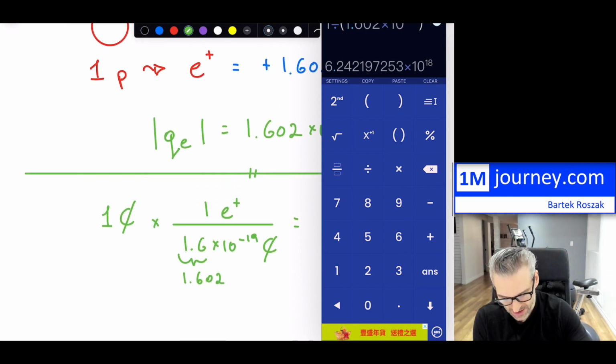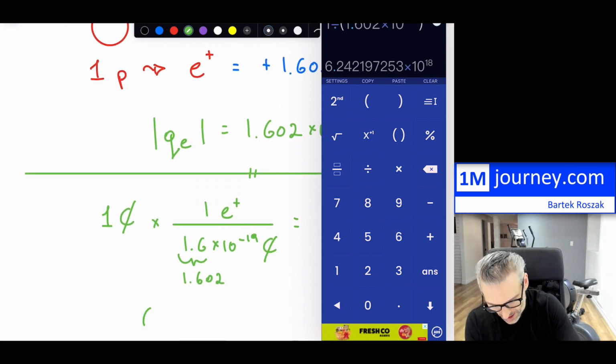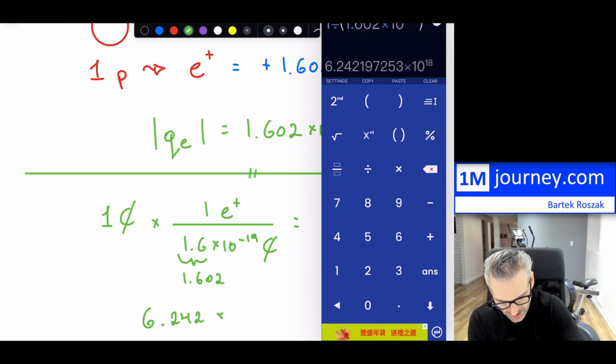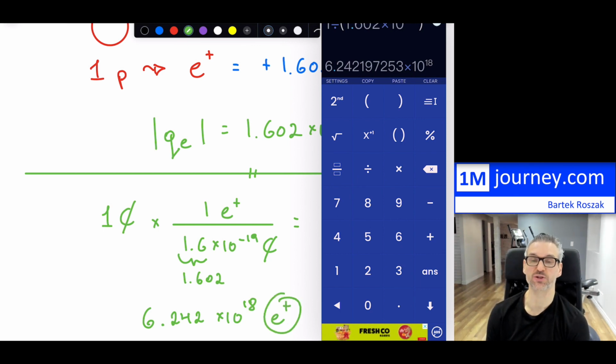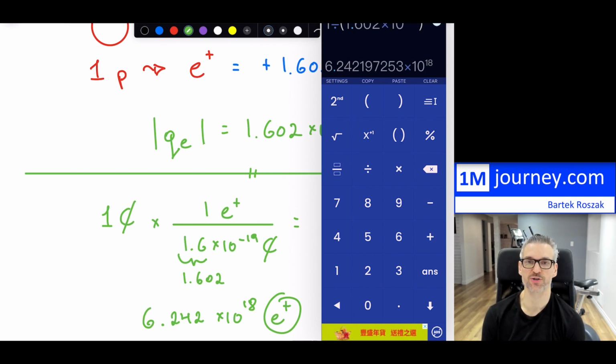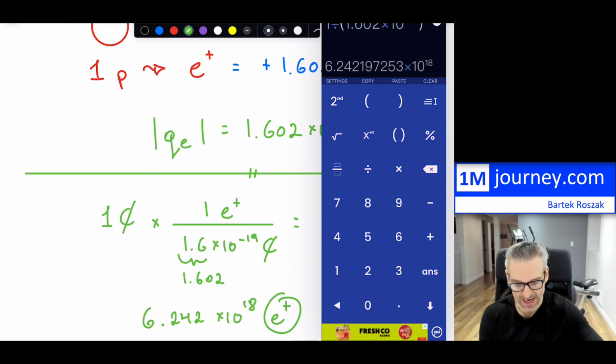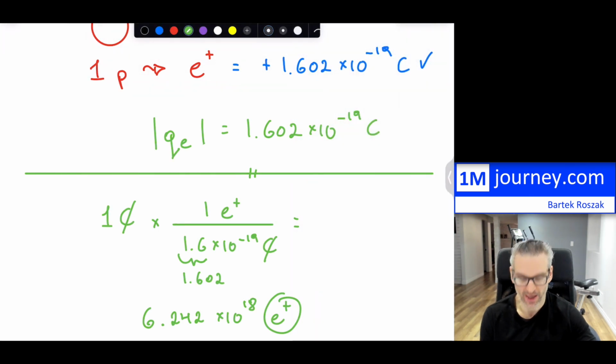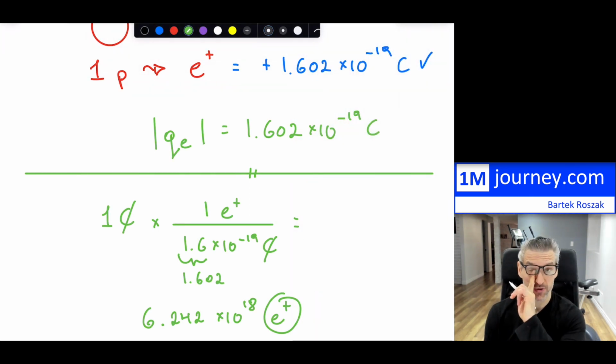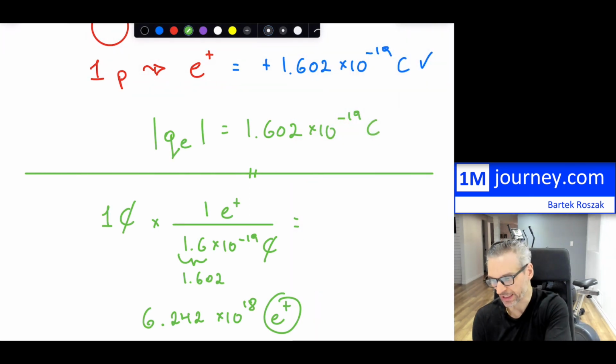Right? So this is how many, I'm going to just round this, 6.242, for instance, to 4 significant figures, times 10 to the 18 of these. So that's quite a lot of protons that you would need to make up 1 charge of 1 coulomb that you would have. And if it was negative, then you can ask the question, how many electrons would that particular be?